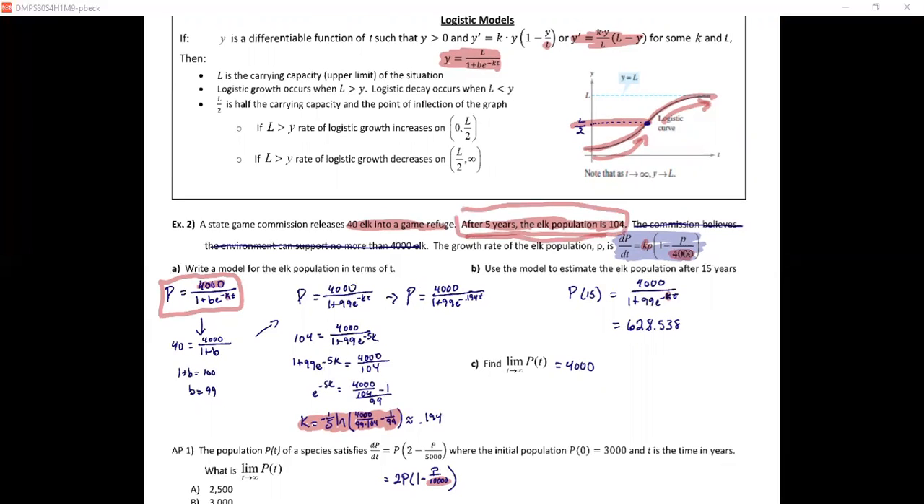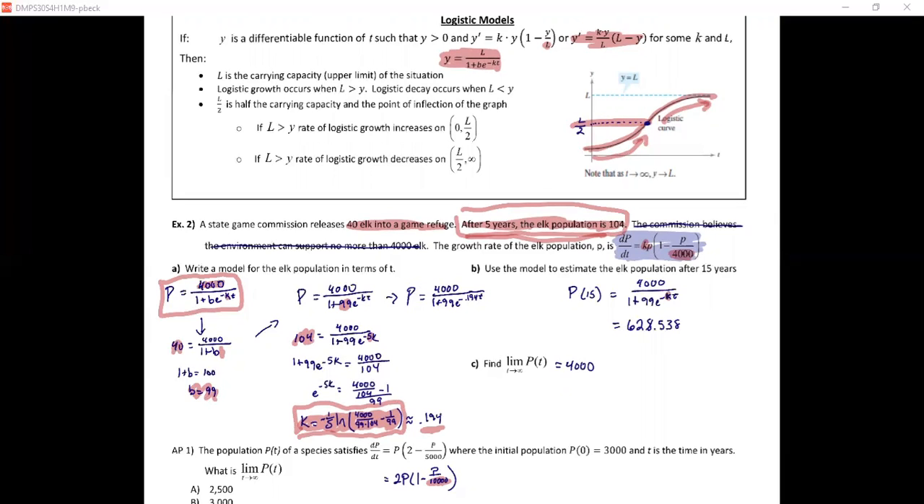So that's where I plugged in. First I plugged in 40 as my initial population, and e to the 0 is 1. Solve for b to get 99. Now I'm going to be using that second piece of information after 5 years. So e to the negative 5k, I have 104 as my population. Solve for k. Now please keep in mind that is a really nasty number. If you use your calculator, don't forget you can store that value in your calculator. Just store it. That decimal approximation is 0.194.